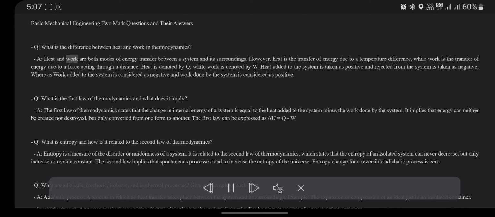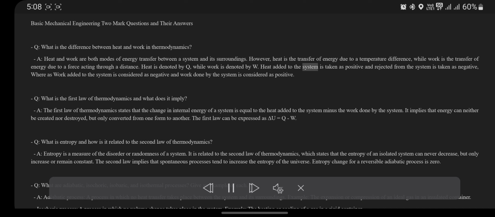Answer: Heat and work are both modes of energy transfer between a system and its surroundings. However, heat is the transfer of energy due to a temperature difference, while work is the transfer of energy due to a force acting through a distance. Heat is denoted by Q, while work is denoted by W.